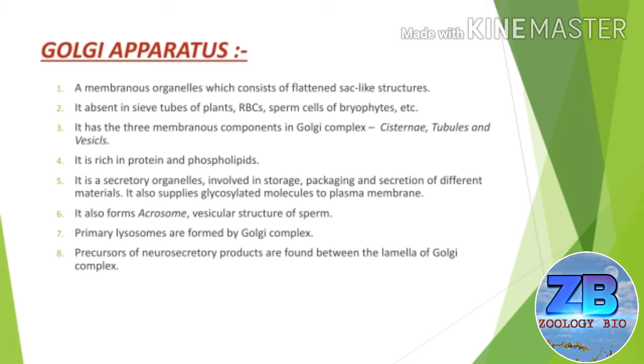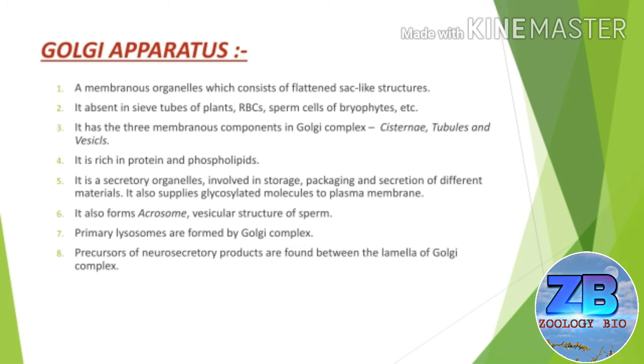In the structure, electron microscopic studies reveal the presence of three membranous components in the Golgi complex. Number one is cisternae, which form the central flattened part of the complex. It consists of double membranous flattened sac-like structures. These structures are stacked on one another. Each cisterna has a convex cis face and a concave trans face.